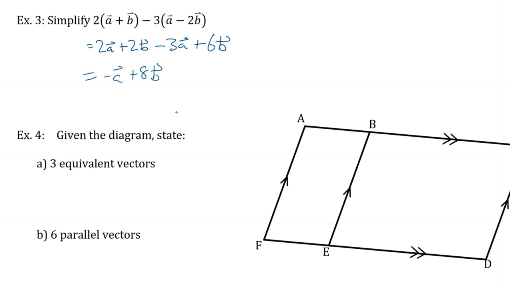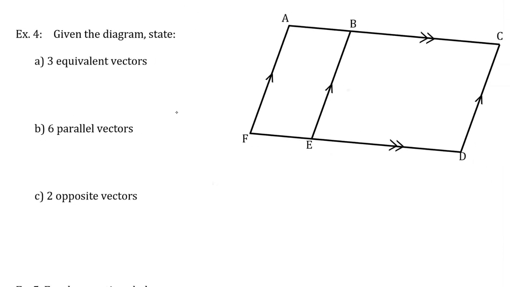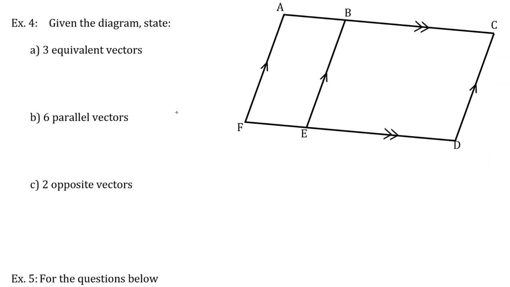Okay, all right. Example 4, given the diagram, state 3 equivalent vectors. This is probably pretty straightforward, but again, there's maybe a little bit of a deeper understanding that's going on here if you really push yourself and start to think about it.